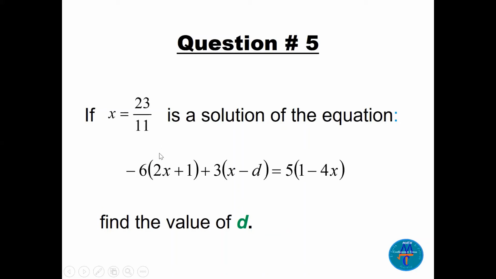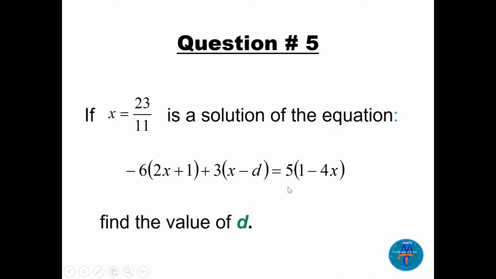Anytime we have the solution, that means this solution will satisfy the equation. So we can replace x here, 23 over 11. That's the meaning of a solution. X is the solution, so we can replace x in the equation. It will satisfy the equation. Now, what is the problem here? We will have many, many complicated fractions because x is not an easy number, 23 over 11.